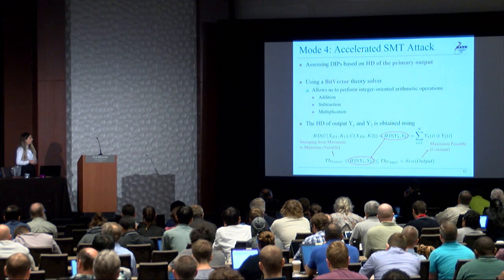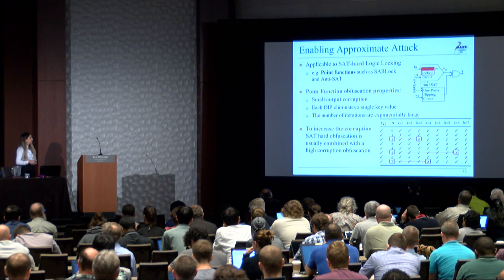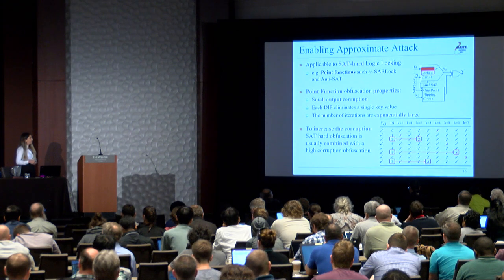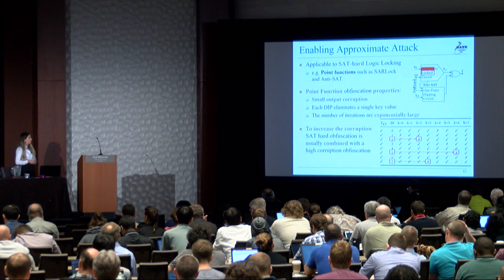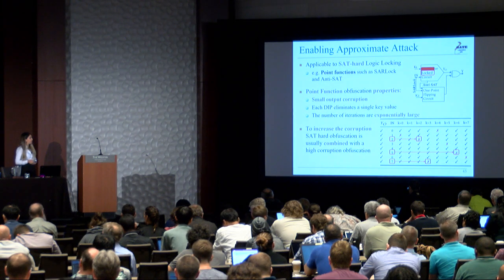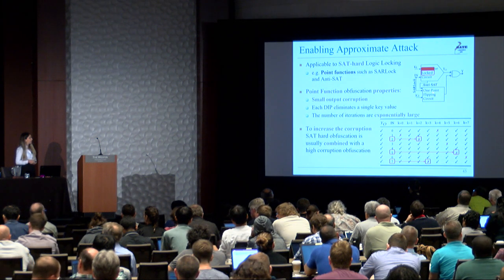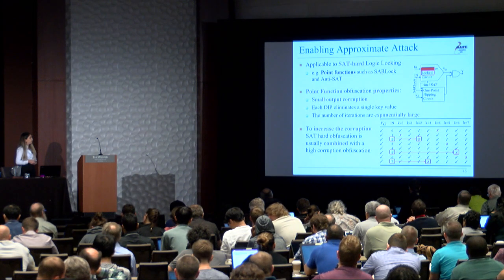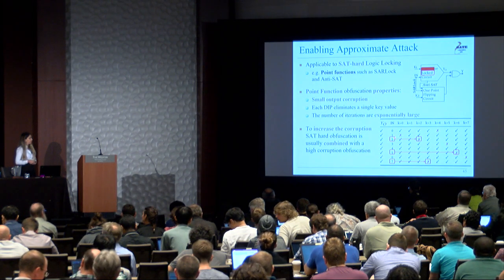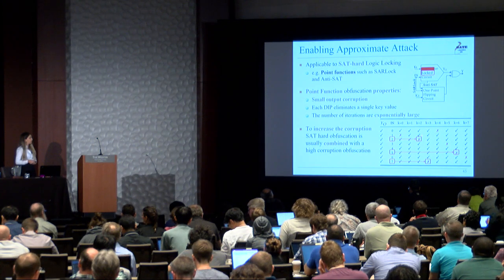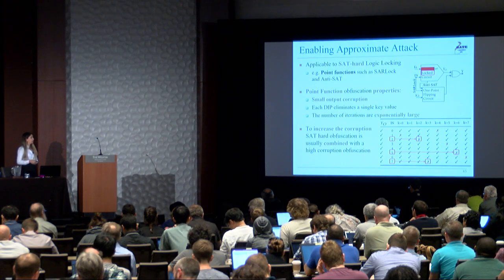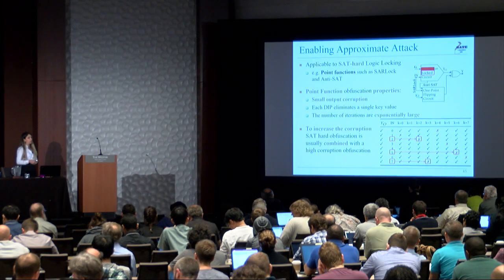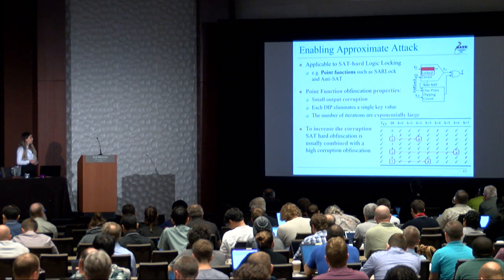Also, by reformulating the accelerated SMT attack, we could enable the approximate attack as well. Approximate attack is used to attack the compound obfuscation mechanism in which the SAT-hard obfuscation technique is combined with the high corruption obfuscation technique. SAT-hard obfuscation techniques such as Anti-SAT and SARLock have a very small output corruption, and each DIP can eliminate only one incorrect key in each iteration. So the number of iterations is exponential with respect to the key size, and that's why the original SAT attack results in a timeout.